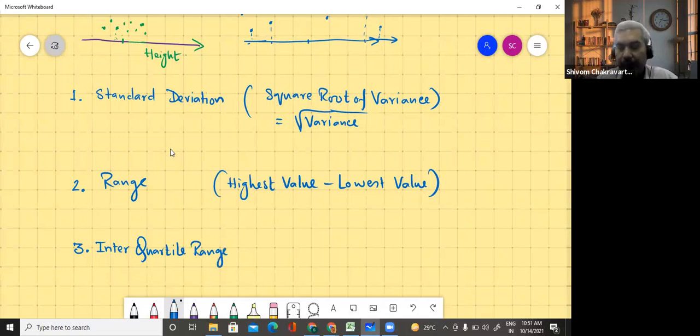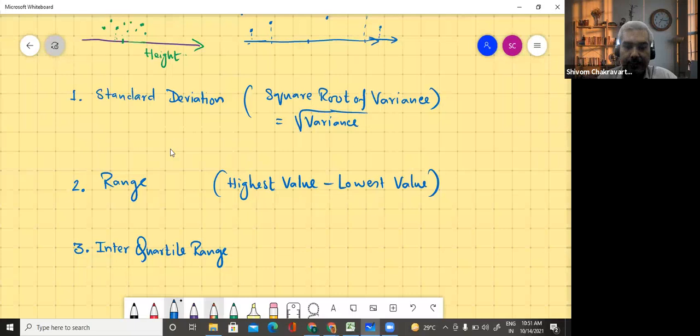If you remember, to draw the box plots we needed the interquartile range and the first quartile, second quartile, third quartile. Then we could draw the box plots. So these three are basic measures of dispersion, to measure how spread out the data is.